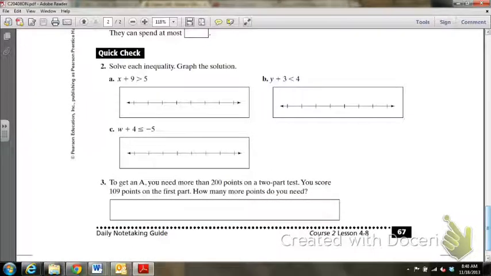Now in this quick check, for quick check 2, A, B, and C, you're going to solve each inequality. It looks like all of those have added numbers to the variable, so you're going to subtract on each of these and graph your solution on a number line. In quick check 3, you need more than 200 points on a two-part test. You score 109 points on the first part. How many more points do you need? So figure that out, and we'll check your work in class.